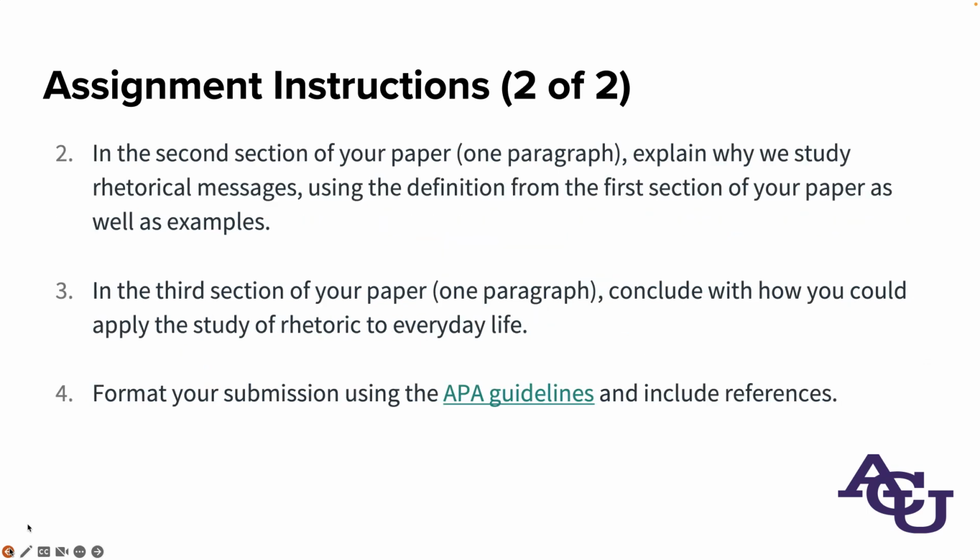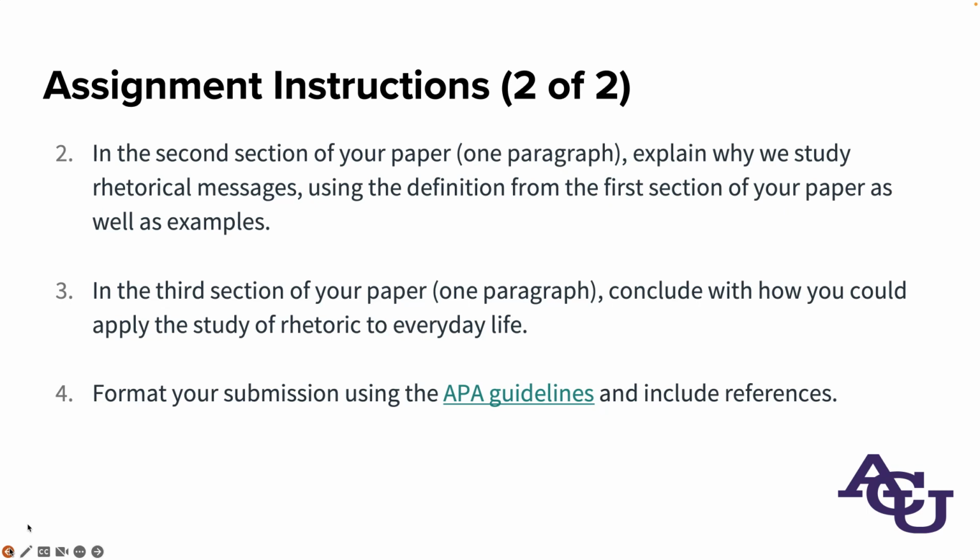Second section, also a paragraph, explain why we, meaning people in general, study rhetorical messages using the definition from the first section of your paper as well as examples. Oh, a little side note here. Although the instructions use the global we, as in we study, you should not be using that in APA style because that language is restricted when you're writing about your role as part of a research team.